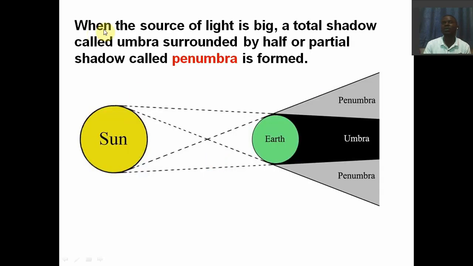Let's go on. When a source of light is big, a total shadow called the umbra, surrounded by a half or partial shadow called the penumbra, is formed.